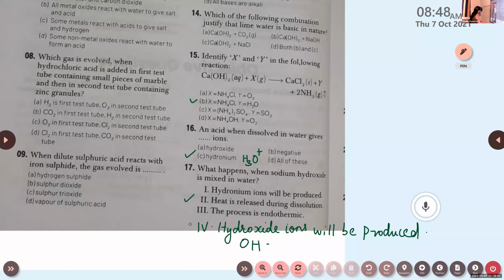Clear? Yes. Instead of sodium hydroxide, the question is hydrochloric acid. What will be the answer? 1 and 2, because in an endothermic process, heat energy is absorbed and in an exothermic process, heat energy is released. When acids and bases are both dissolved in water, they release heat energy. That's why both these processes are exothermic.